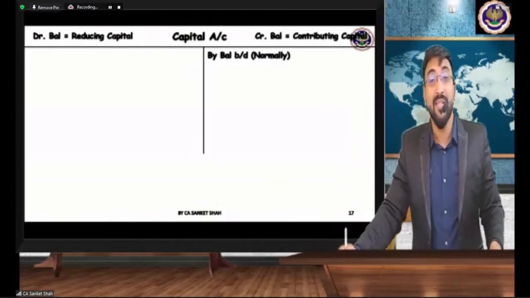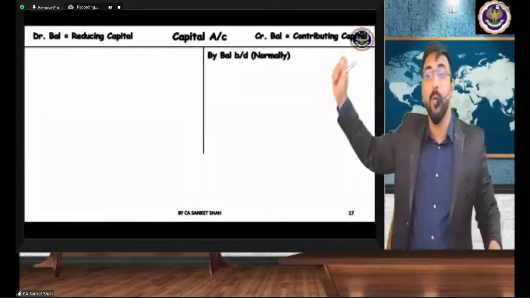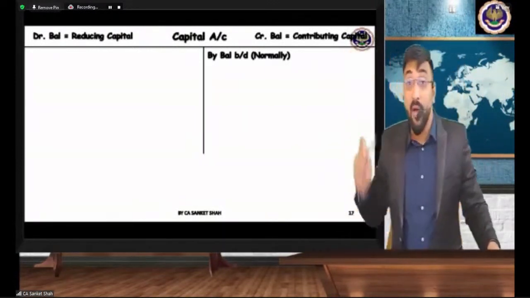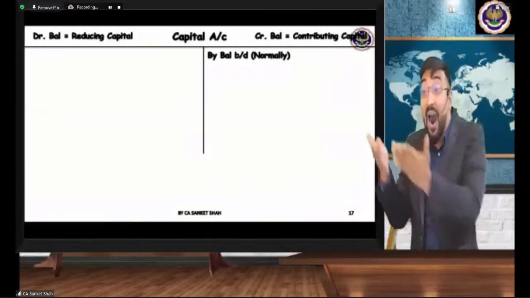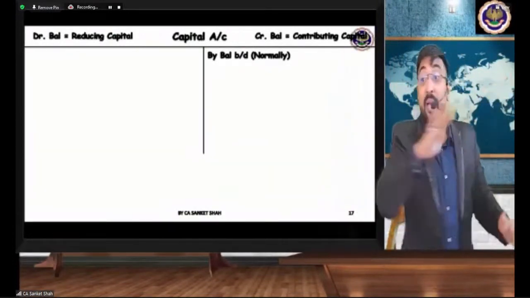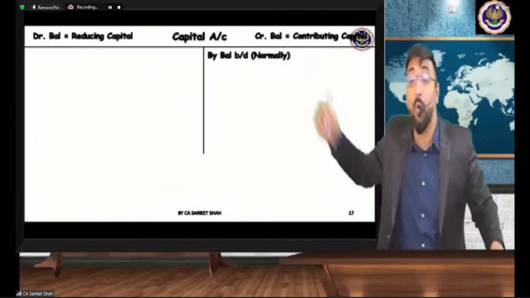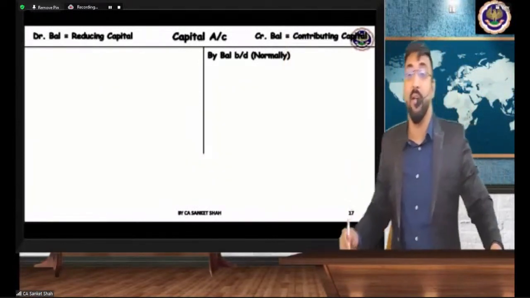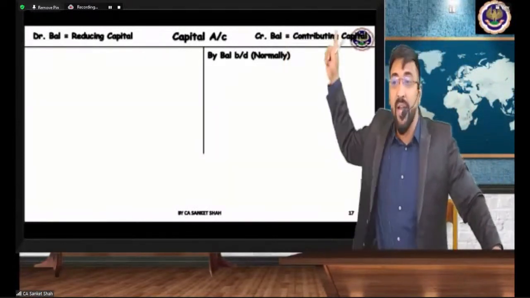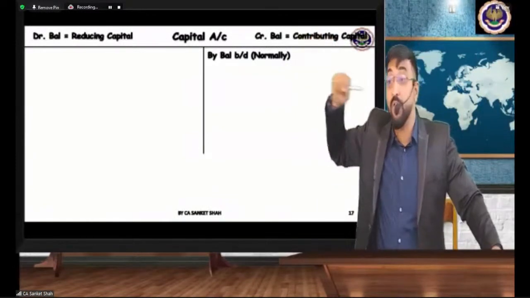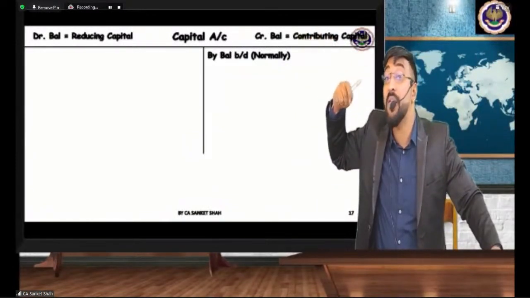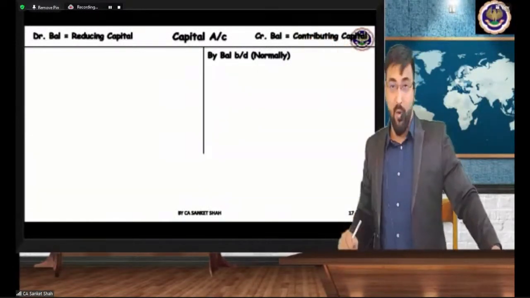So we have to stick to our basics. Basics says nominal accounts are transferred to P&L. And our personal and real accounts are carried. We will carry it in the next year also. So it is carried to next year. So capital account, credit plus, debit minus. So what type of account is capital? It is a personal account.